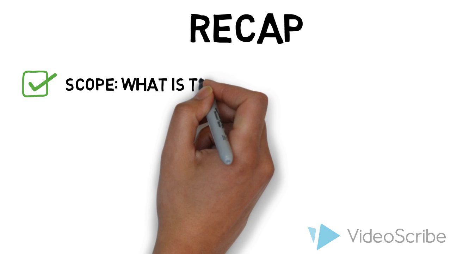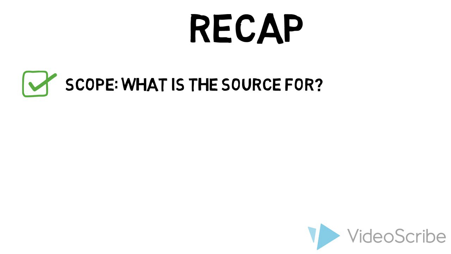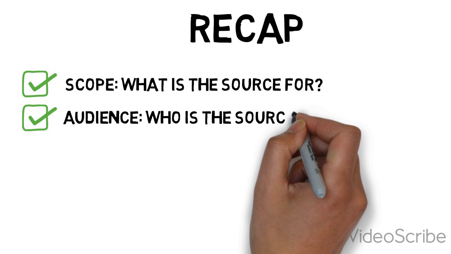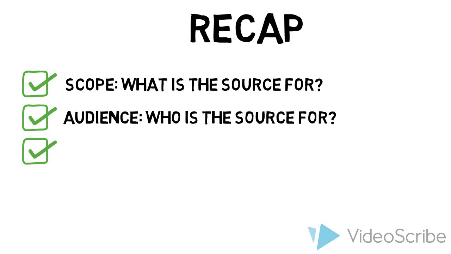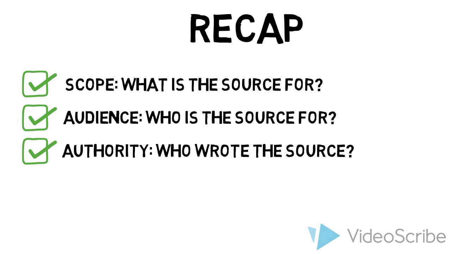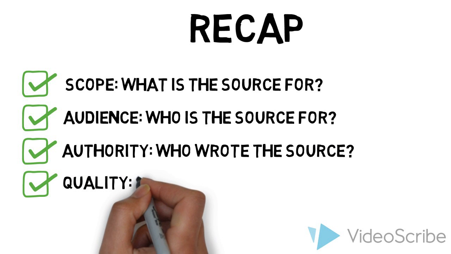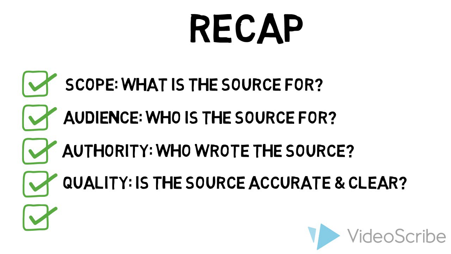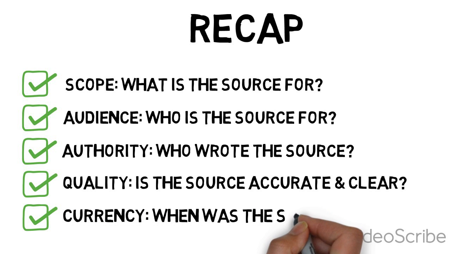Let's recap a few of the key concepts we learned today. Scope. What is the source for? Audience. Who is the source for? Authority. Who wrote the source? Quality of content. Is the source accurate and clear? Currency. When was the source published?